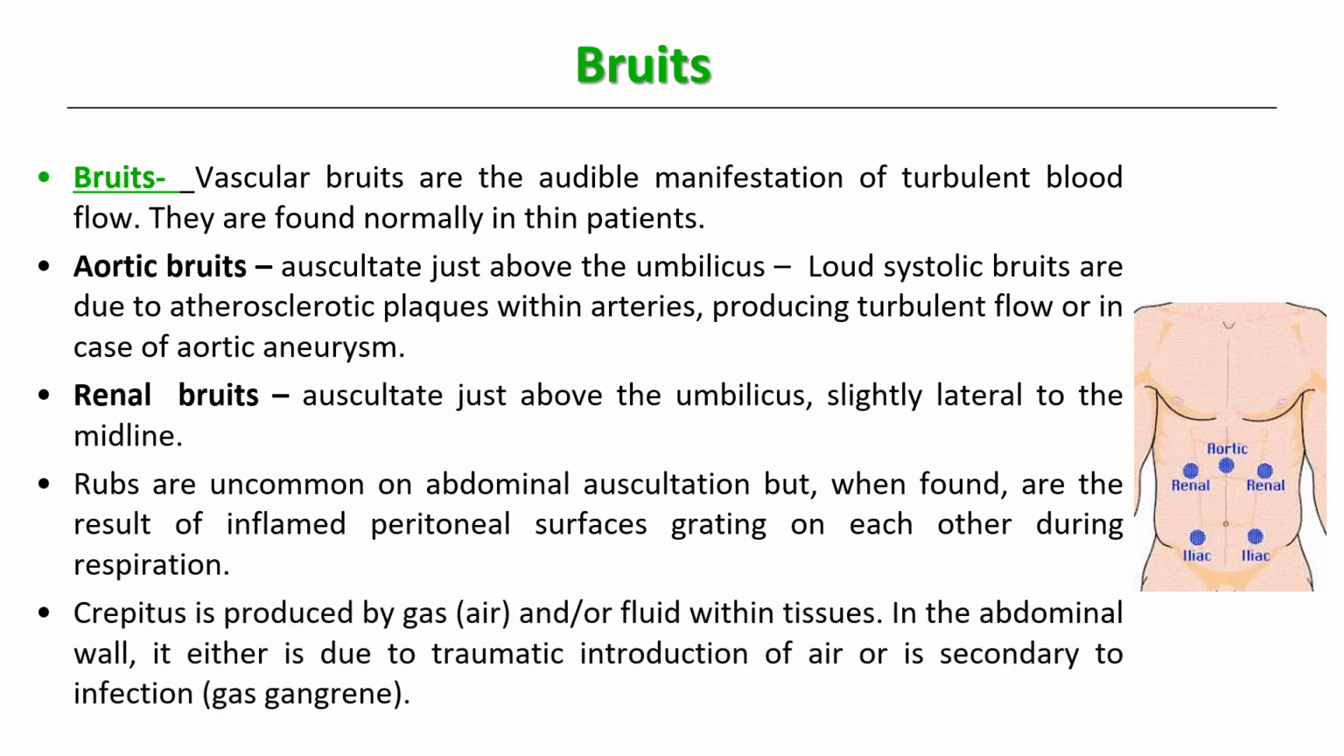Crepitus is produced by gas, or air, and or fluid within tissues. In the abdominal wall, it is either due to traumatic introduction of air or is secondary to infection, that is gas gangrene. A bit rare in this modern era of antibiotics and improved healthcare. So that is all about examining a case of acute abdomen.